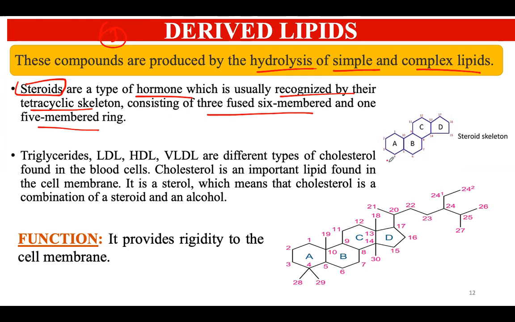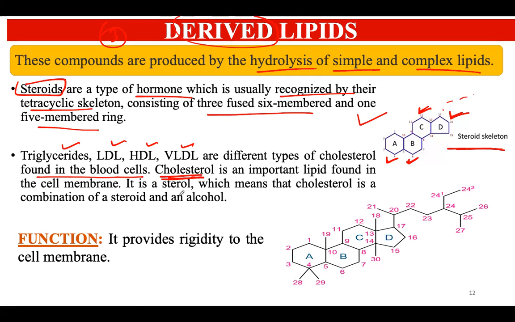As you can see here, these are the six-membered rings, and this is a five-membered ring. So there are three six-membered rings, and there is this one five-membered ring. So a total of four rings attach to each other, and this is a steroid skeleton. And onto this, when different groups are arranged in different fashion, they become different steroids. So triglycerides, LDL, HDL, VLDL, they are all different types of lipids found in the blood. And cholesterol is an important derived lipid because it is derived from this steroid skeleton only.